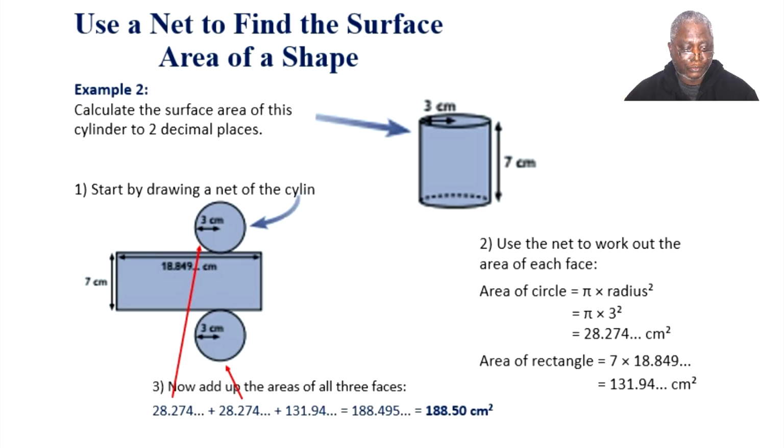28.274 plus 28.274 plus 131.94, which is equal to 188.495. Rounded to 2 decimal places, you have 188.50 square centimeters. By the way, you see 50. Normally when you have 2 decimal places, one ending in 0, you just leave the 0 out and say 0.5. But in this case, you are specifically asked to round to 2 decimal places. So please don't forget these little hints.